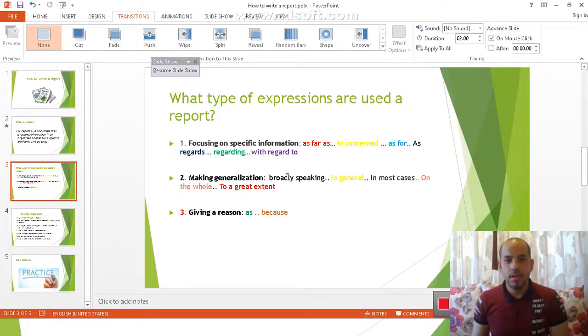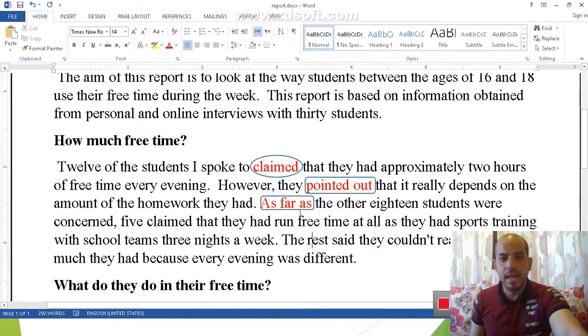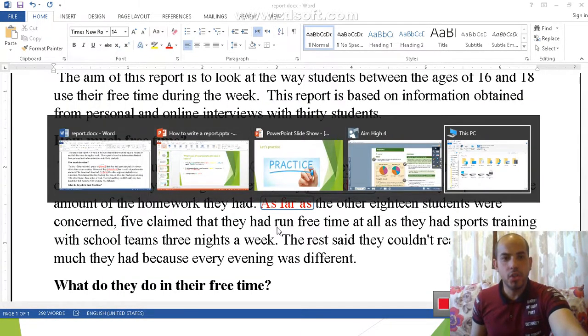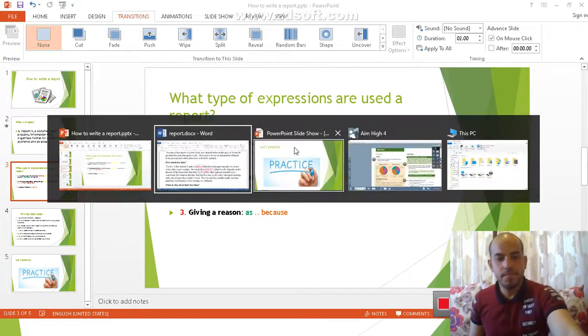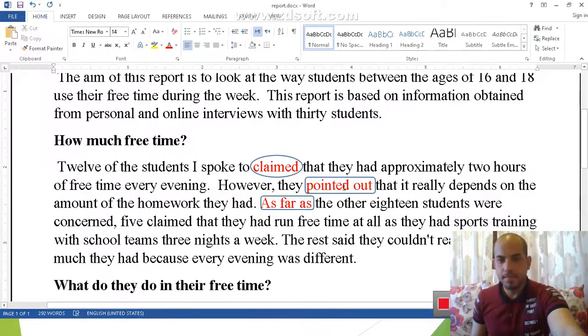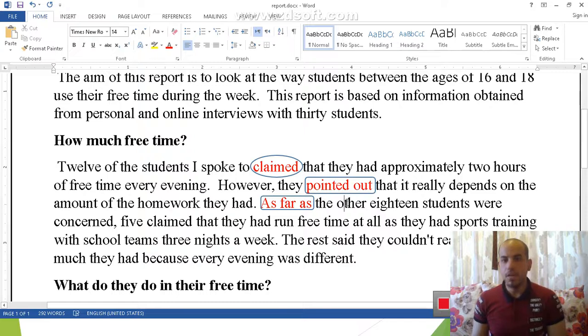Also, the expression as far as is also used to what? As far as and what? And pointed out, yes, to focus on a specific information. I'm focusing that the other 18 students were concerned, and 5 claimed that they had run 3 times. You know, you have to use reported verbs, and you have also to use expressions that focus on a specific information.